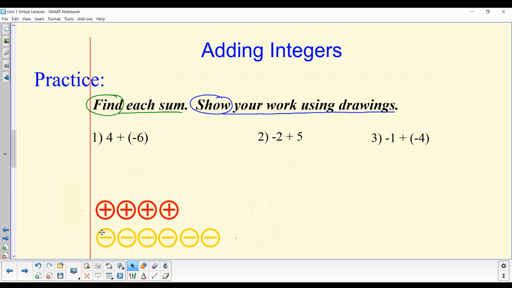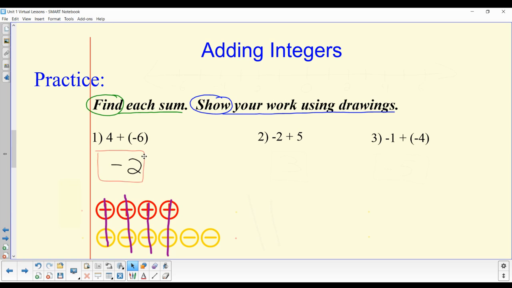When you are solving these problems using integer tiles, the big thing you have to understand is that a plus and a negative combined together make 0. They're called a zero pair, which basically means they cancel each other out. A positive and a negative cancel out to be 0 because they're equal. A zero pair cancels out, a zero pair cancels out, and a zero pair cancels out. Now, all 4 of the positive tiles canceled out, leaving us with 2 negative tiles, so the answer is -2.